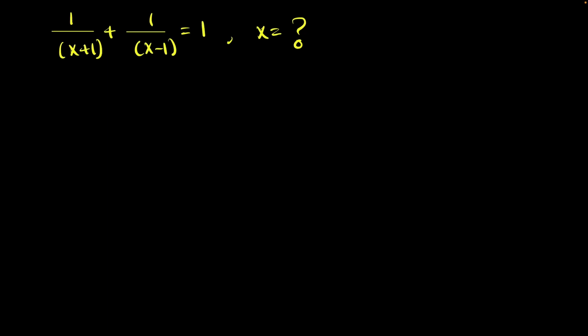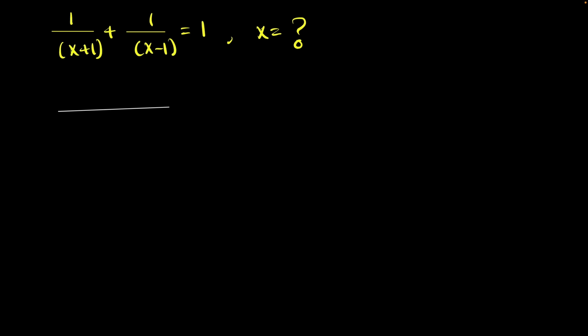Today I have a question for you: 1 over x plus 1 plus 1 over x minus 1 equal to 1. What is the value of x? To solve this question, first of all, we're going to take a common denominator between these two fractions. So let's go and take the common denominator between these two fractions.